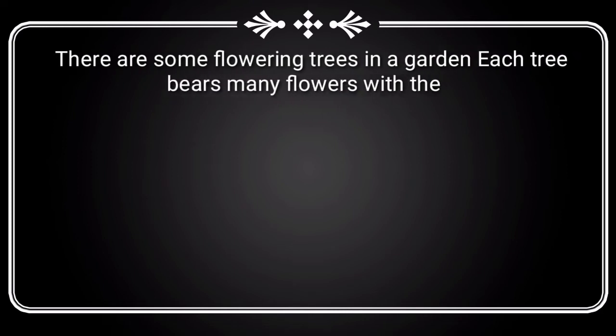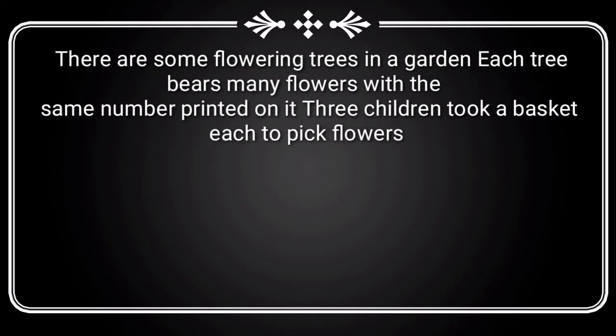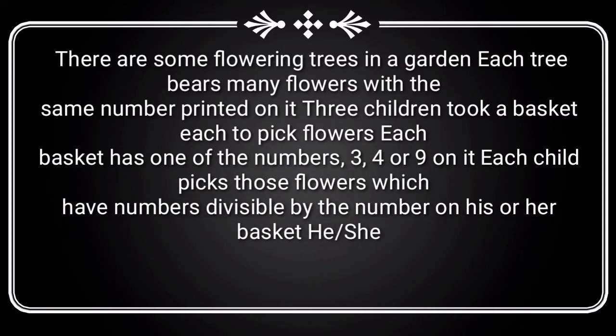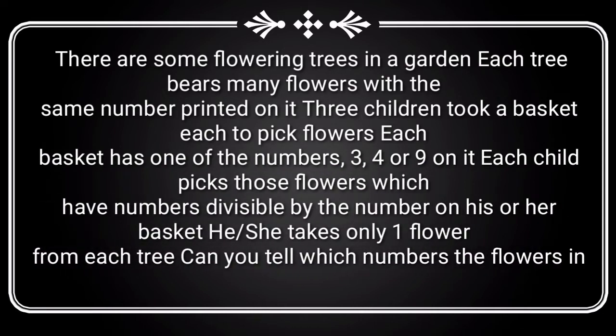See the first question. There are some flowering trees in a garden. Each tree bears many flowers with the same number printed on it. 3 children took a basket each to pick flowers. Each basket has one number, 3, 4 or 9, on it. Each child picks those flowers which have numbers divisible by the number on his or her basket. He or she takes only one flower from each tree. Can you tell which numbers the flowers in each basket will have?